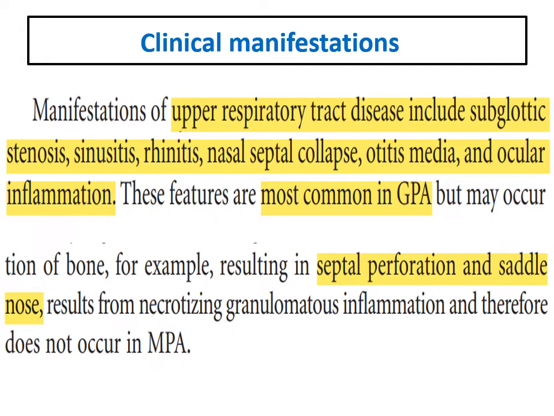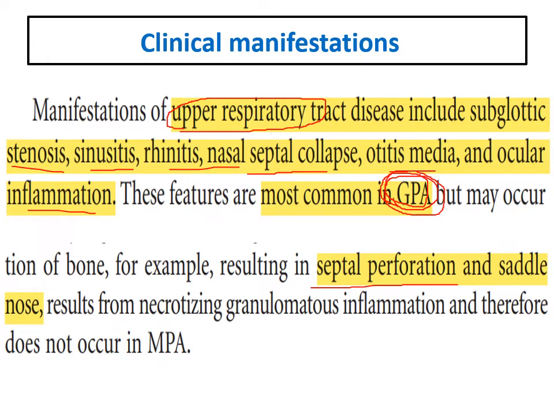Again, what is the clinical picture of this upper respiratory tract affection? It usually includes subglottic stenosis, sinusitis, rhinitis, nasal septal collapse, which is very common, otitis media, and ocular inflammation. Again, it is most common with Wegener or granulomatosis with polyangiitis. And it can lead, in some cases, to septal perforation and saddle-shaped nose. This is very important for your clinical life and for the exam, for any patient who is going to take a master's degree or MD exam or a European specialty examination.